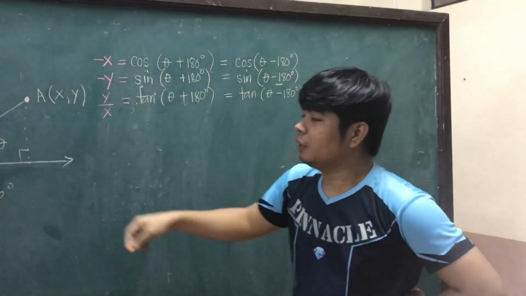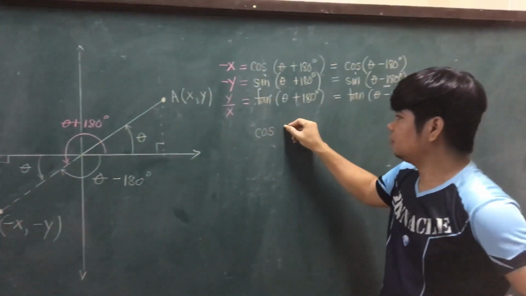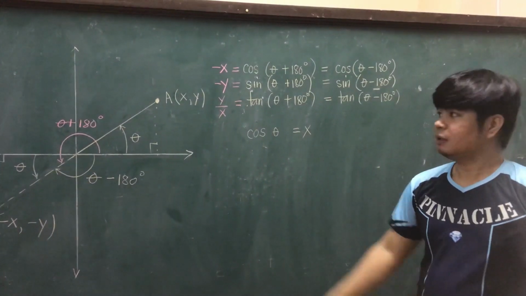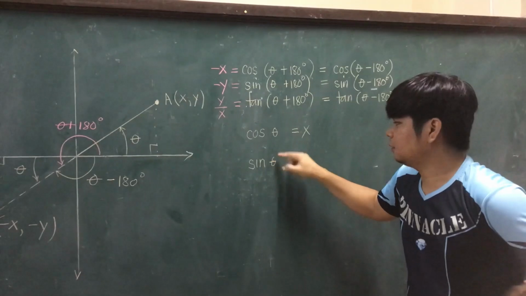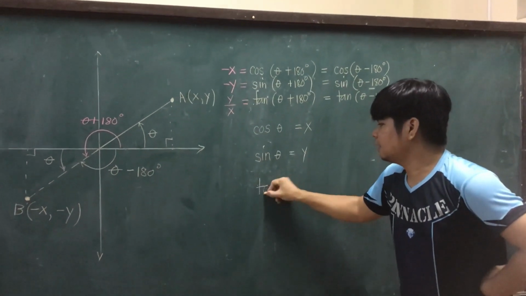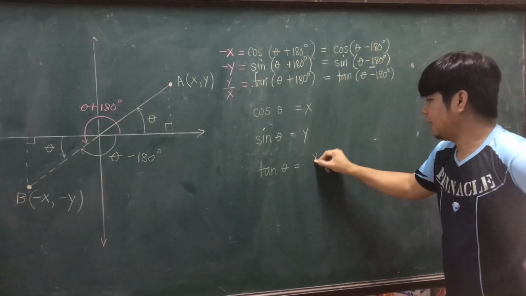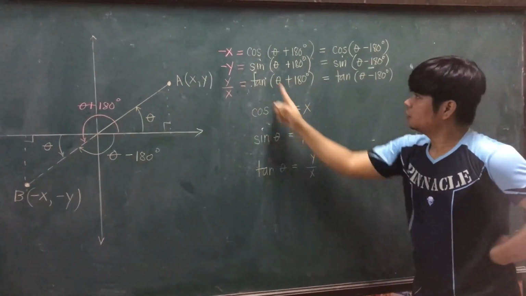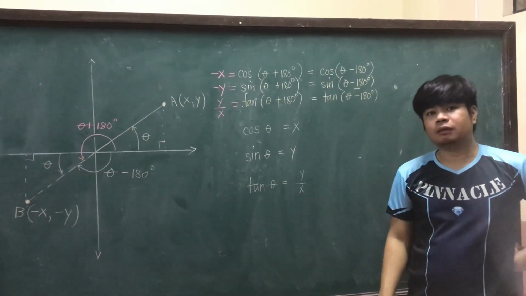And we know, with the reference of theta here, that cosine theta is simply x. In the illustration, we also know that sine theta is y. Now, tangent theta is equal to y over x. Now, let's try to relate each. This is negative x, but this is positive x. So what will happen?